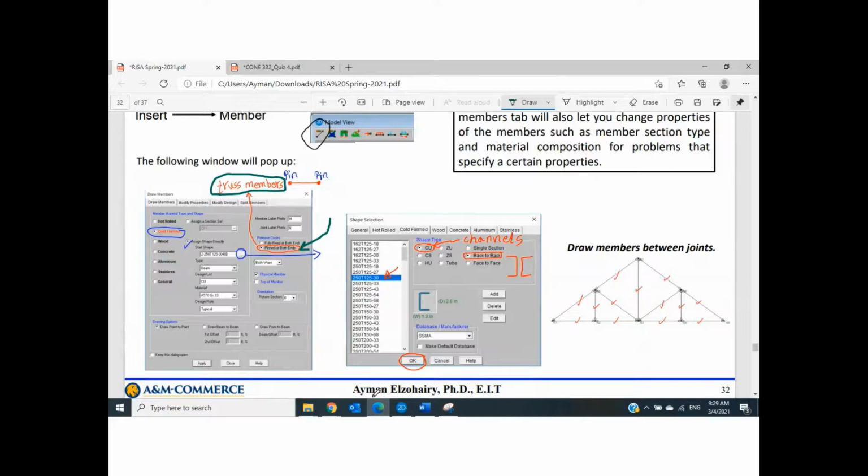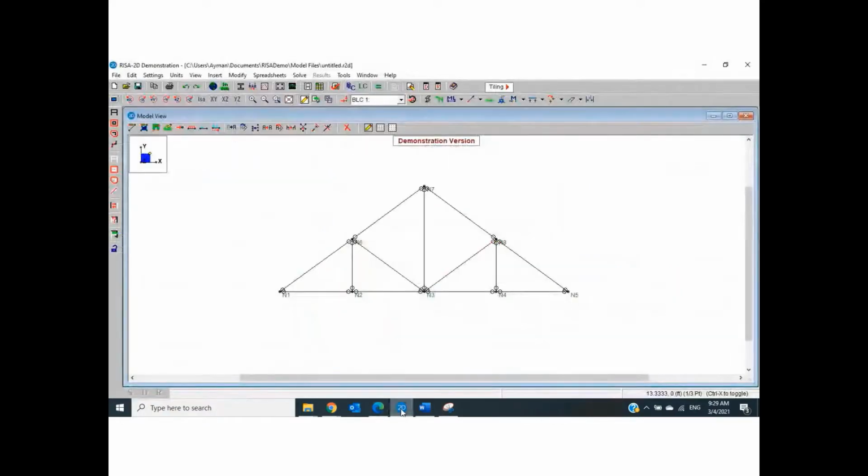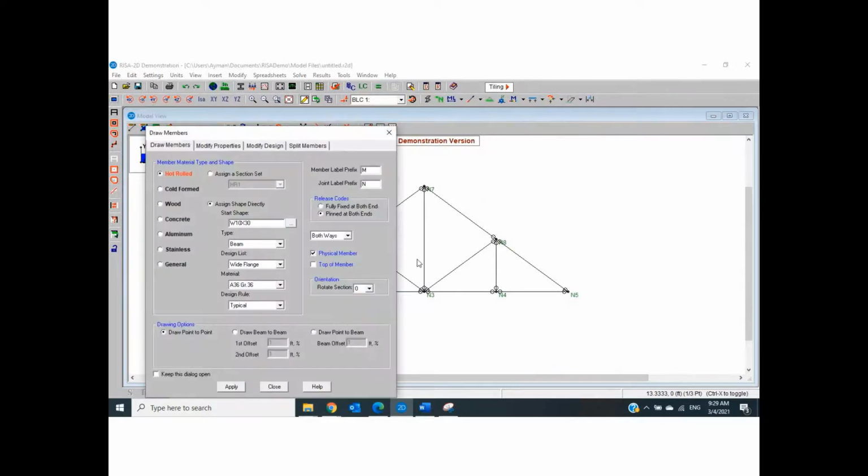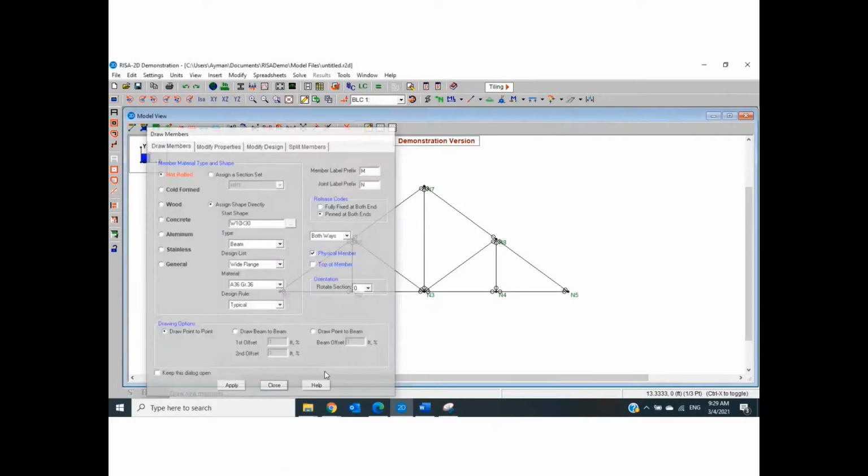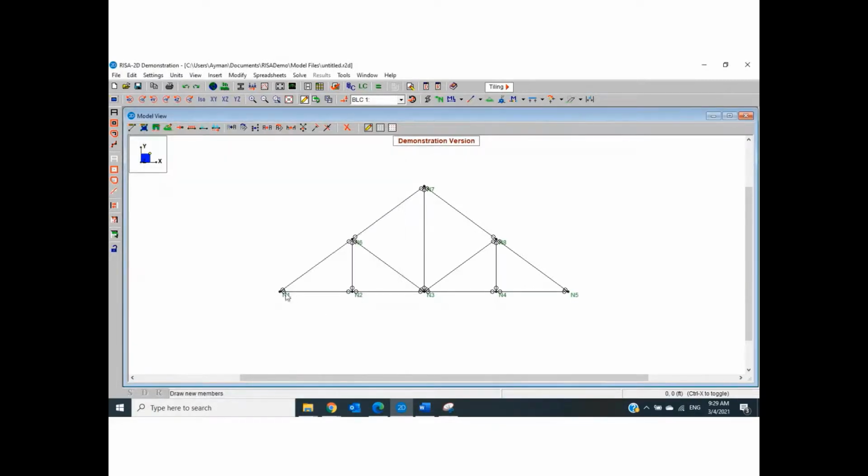If you remember a few minutes ago, we used the same technique in drawing beams and frames, and the same for drawing the truss. But the only difference, you have to select bend at both ends. This option means you are drawing truss members. We have only axial force, no moment, no shear. We have a hinge at this node, we have a roller at this node.